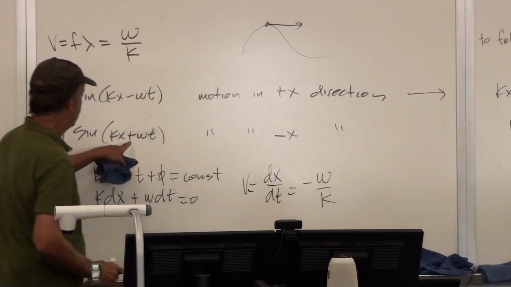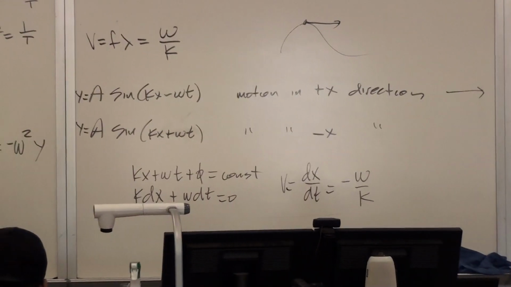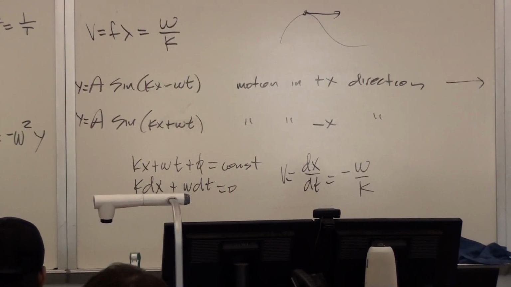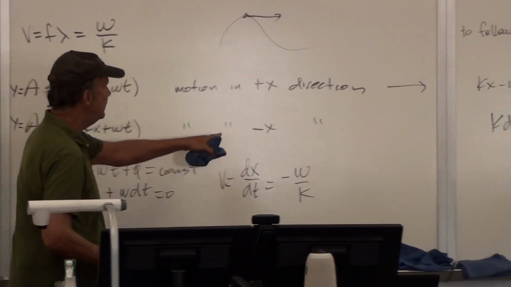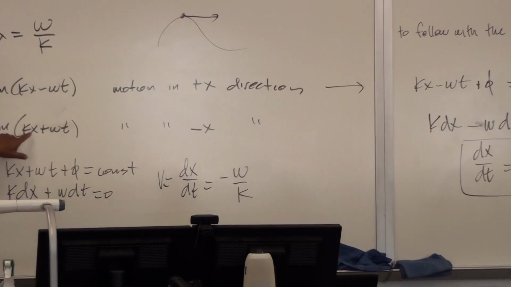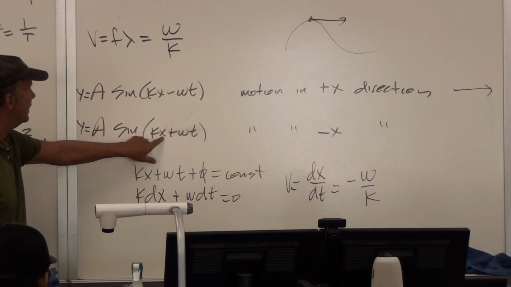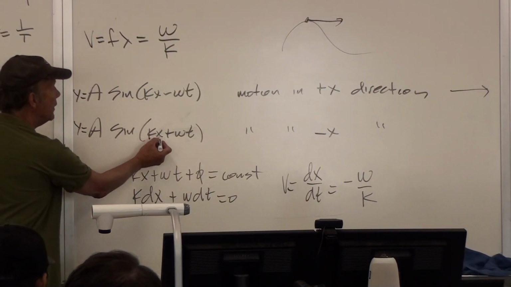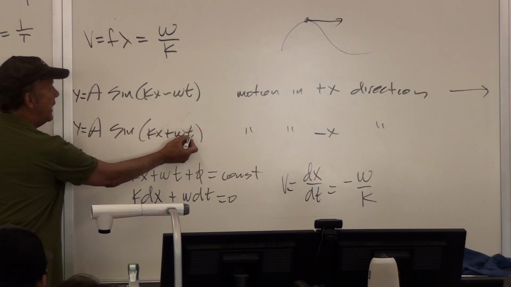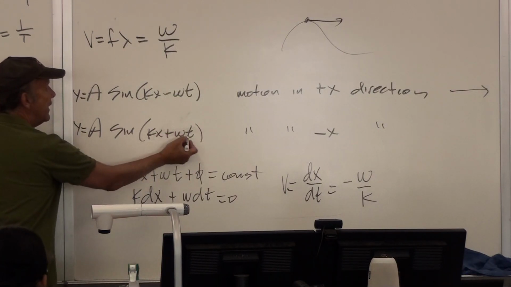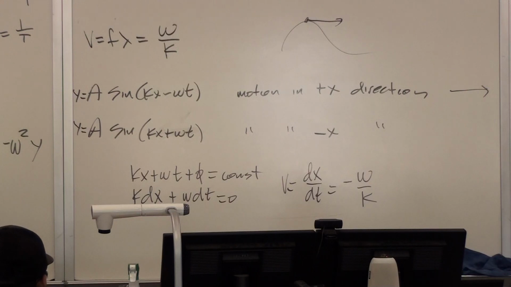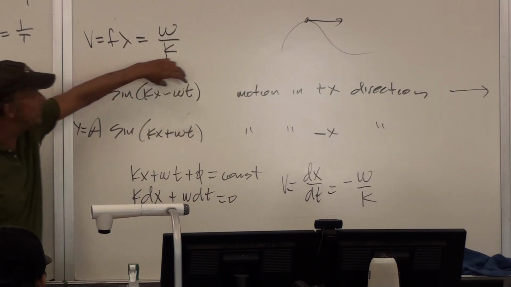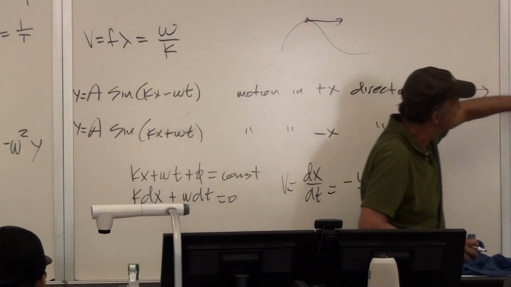So when we add the omega t instead of subtracting it, that's motion in the negative x direction. Because to keep the argument constant, as x gets smaller, x is getting more negative, and t is getting more positive. That's the only way that we can maintain a constant value for the argument of the sine function. And that's what we have to do to ride along with the wave. We've got to keep the argument of the sine function constant.